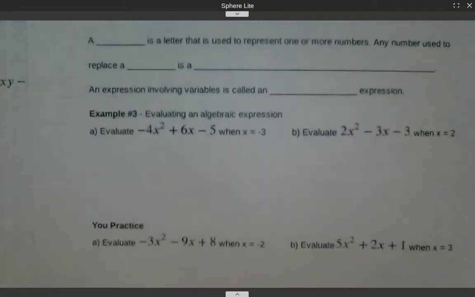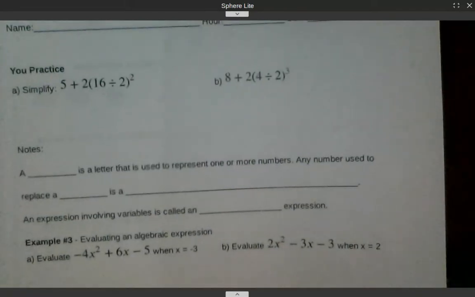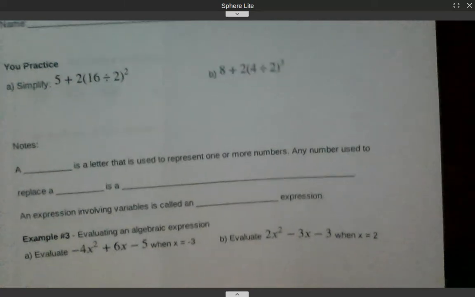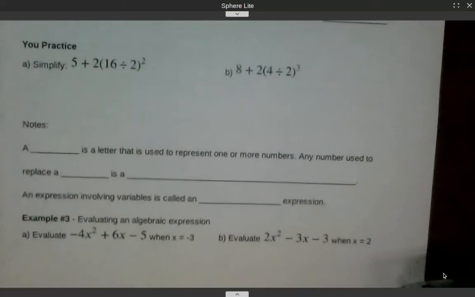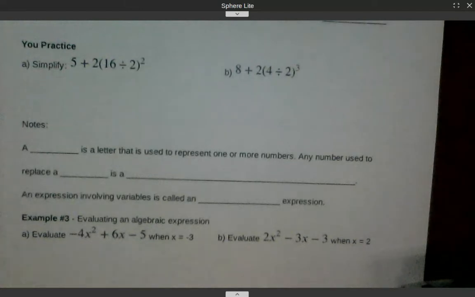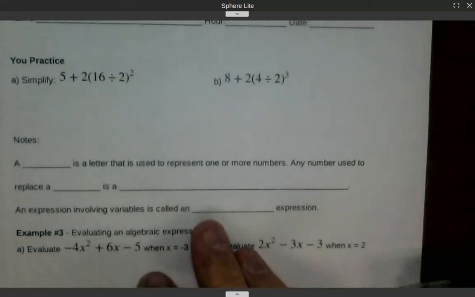So there are some more practices, but we want you to try those out on your own. And of course, if you need to see the answers, don't be afraid to ask Mr. Rakowski, and he can show you how to do those. All right, there are some other notes.